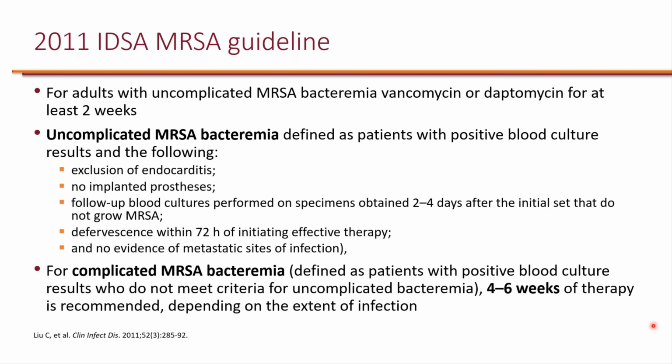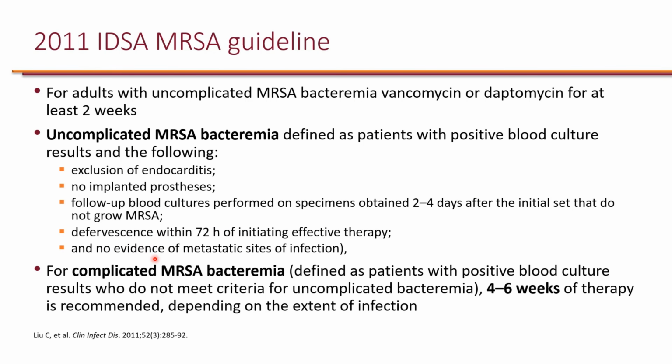For MRSA specifically, there is an IDSA guideline that was published in 2011. It recommends that for adults with uncomplicated MRSA, vancomycin or daptomycin for at least 2 weeks is recommended. The definition of uncomplicated MRSA bacteremia is someone who does not have endocarditis, there are no implanted prostheses, so no hardware, follow-up blood cultures performed on specimens obtained 2 to 4 days after the initial set do not grow MRSA, so there should be a negative culture within 2 to 4 days, and defervescence within 72 hours of initiating effective therapy. Defervescence basically means resolution of fever within 72 hours.